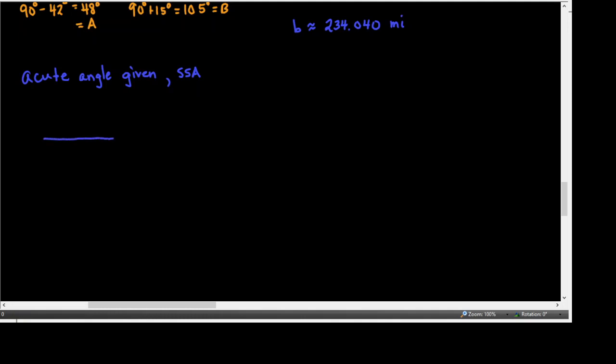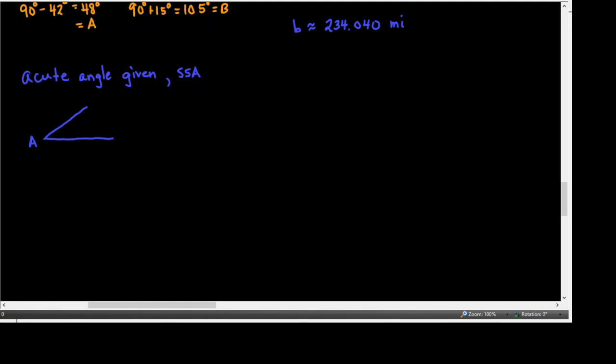I always draw the angle-side-side, or side-side-angle, in a certain way so as to be able to rely on the way the picture looks to inform what I'm doing. So I always put the given angle at the left-hand side like that.